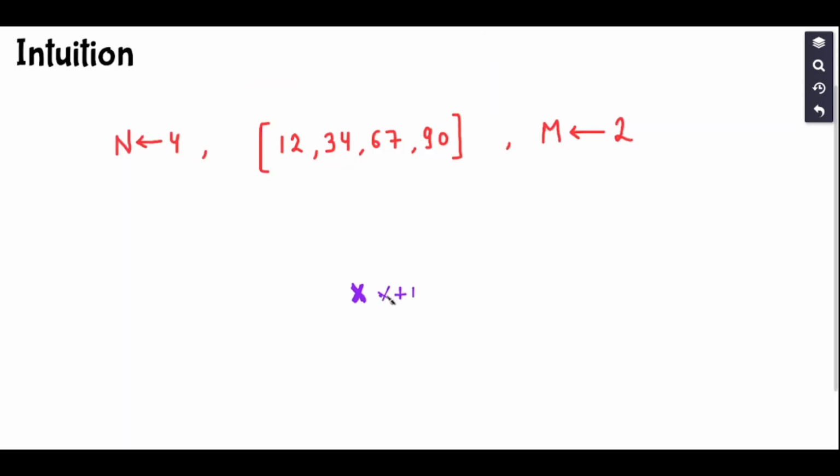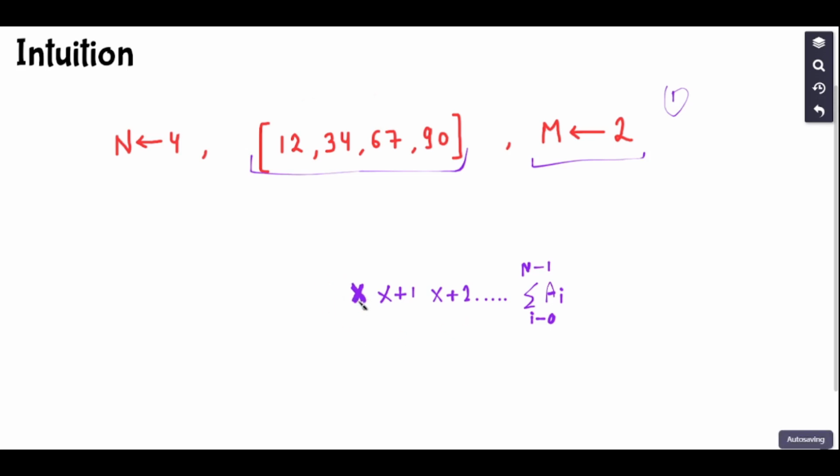That's what I'm saying. I can allocate x plus 1 pages, I can also allocate x plus 2 pages until the upper limit. What is the upper limit? Now think of the extreme case: when we have only one student and we allocate all of the books to that student. In that case, the pages the student would get would be the sum of array elements, while i goes from 0 to n minus 1.